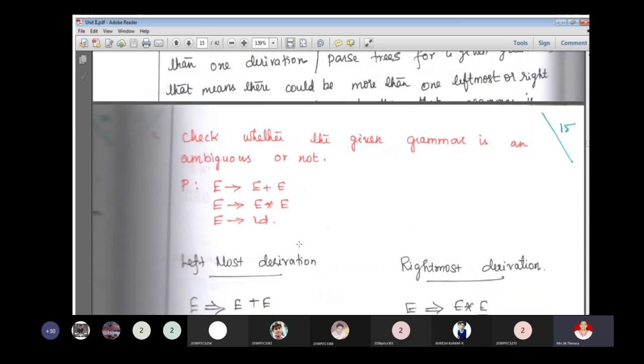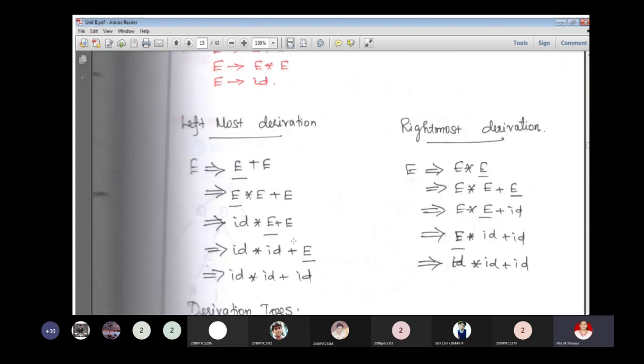So you are given an expression grammar. E tends to E plus E, E tends to E star E, E tends to ID. Leftmost derivation and rightmost derivation. Suppose you want to derive ID star ID plus ID. Yes, you take E tends to E plus E initially. Then this E is replaced with E star E. Again, this E is replaced with ID, another E is replaced with ID, another E is replaced with ID. At last, the string which we have derived is ID star ID plus ID.